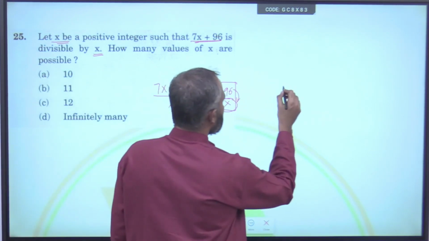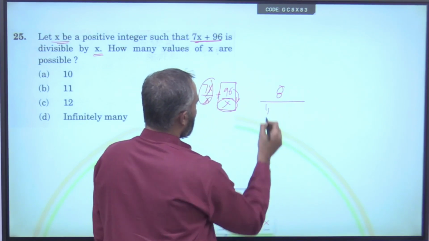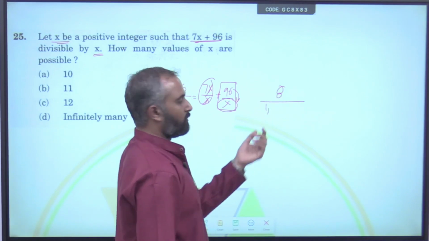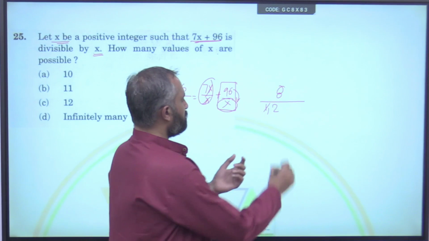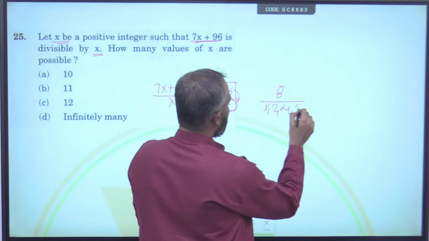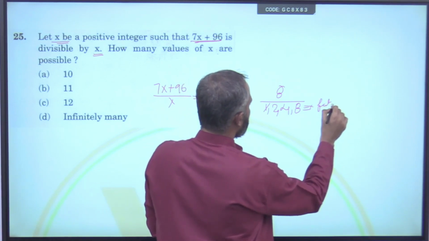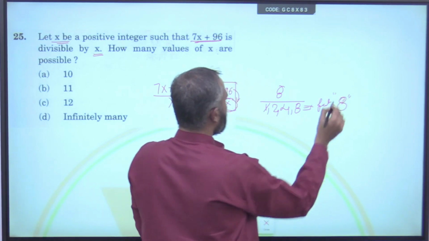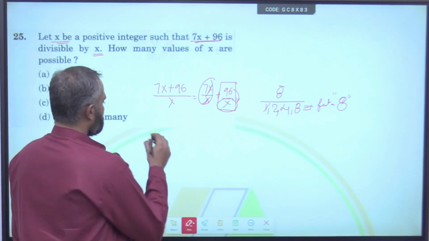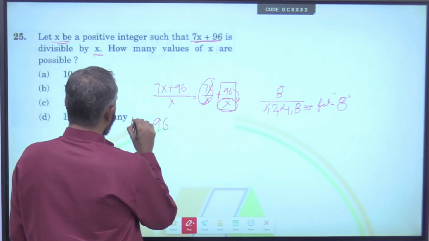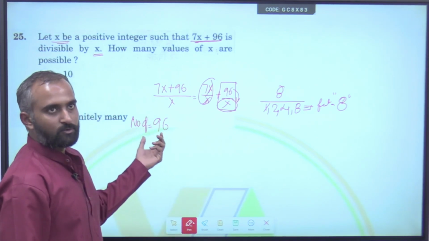Suppose, take 8. You can divide 8 by 1. 8 is divisible by 1. Next, 8 is divisible by 2. 8 is divisible by 4 and 8 is divisible by 8. These are nothing but the factors of 8. So, indirectly what it is asking is the factors of 96. So, the number of factors of 96 equals, what is the easiest way to do this?